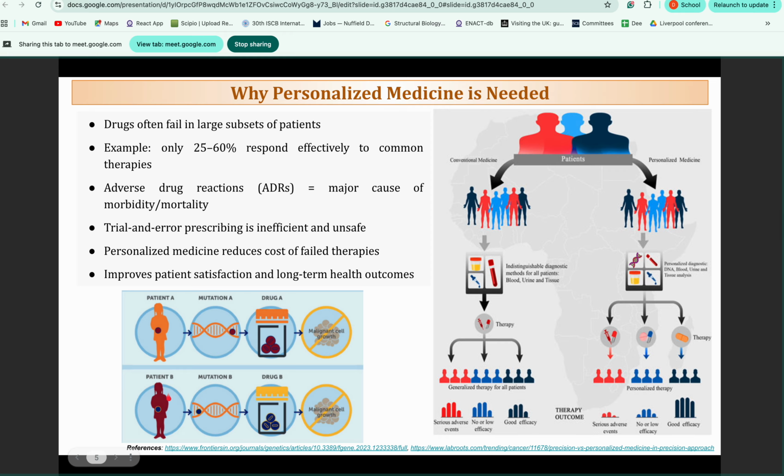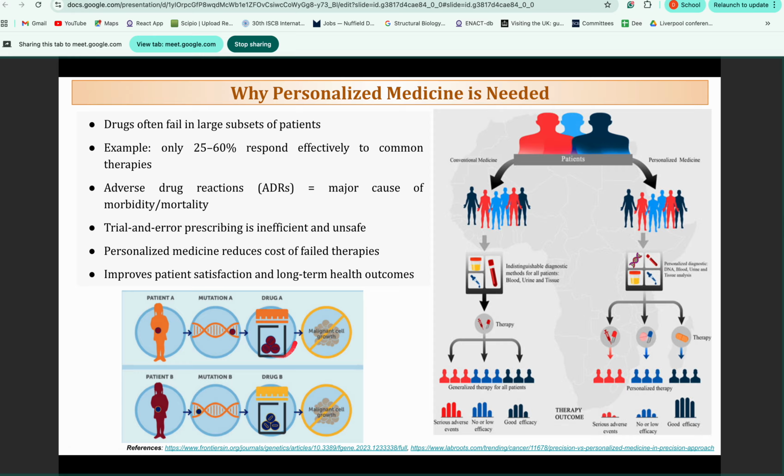So for example, we have two patients, patient A and patient B. Now their genes can be different. Let's assume they are suffering from some cancer, and there is a gene which is responsible for that particular cancer trait. There could be different mutations in that particular gene. In this patient there is mutation A, whereas in the other patient there is mutation B, which is present on the same gene but at some other place.